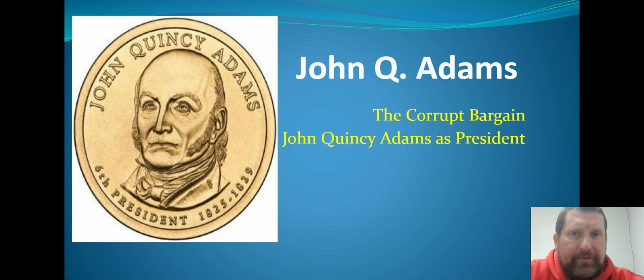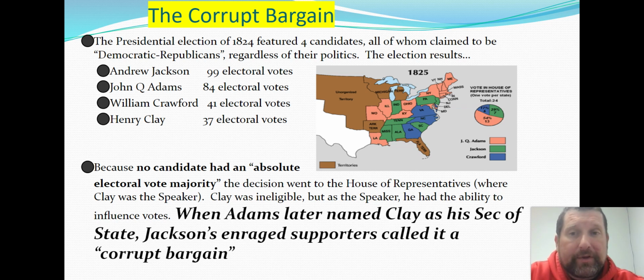John Quincy Adams, that leader of the National Republicans or the Republican Party, is going to become president, like his father, a one-term president. Let's talk about how he got there because it's a pretty fascinating story. It's known as the corrupt bargain.